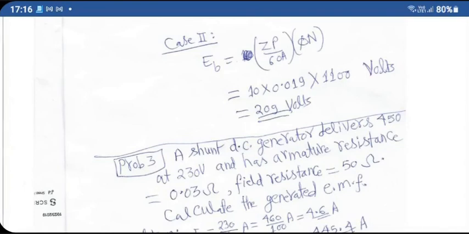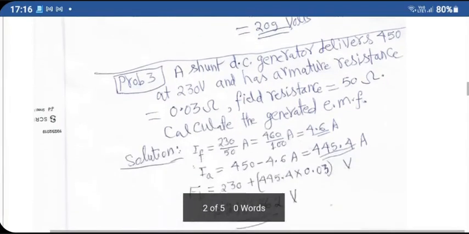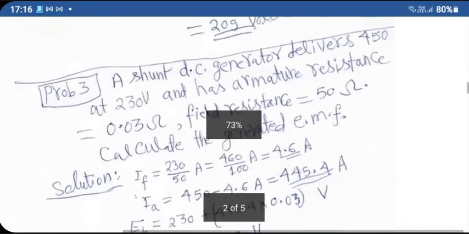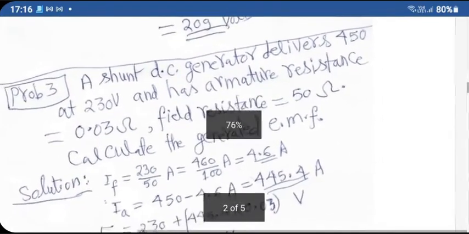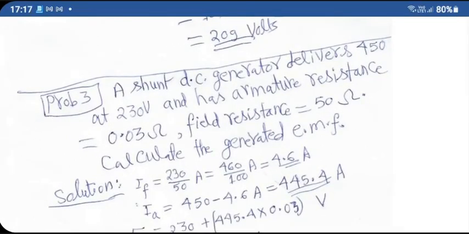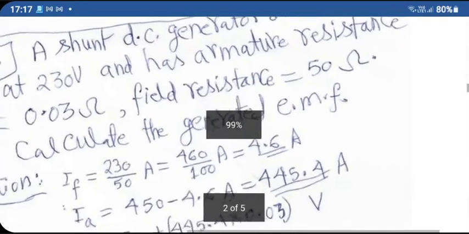Problem 3, a shunt DC generator. Okay, you have been told that field winding is in parallel with the armature winding. A shunt DC generator delivers 450, I think it's RPM, I believe. Maybe we'll see what it is, because something has been missed again. Delivers 450, maybe it's watts, at 230 volt and has armature resistance RA equal to 0.003 ohm, field resistance RF equal to 50 ohm. Calculate the generated EMF.